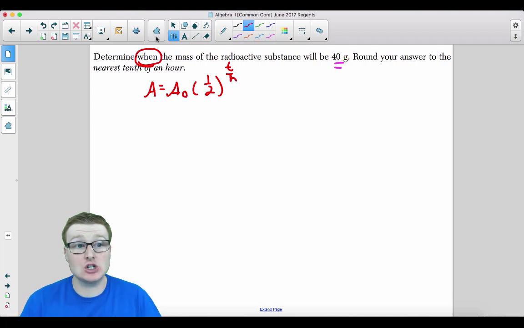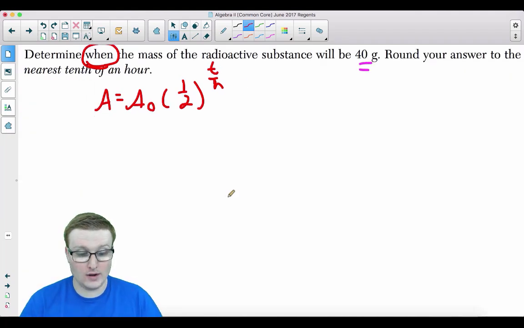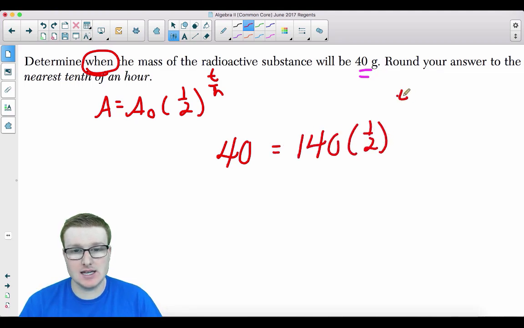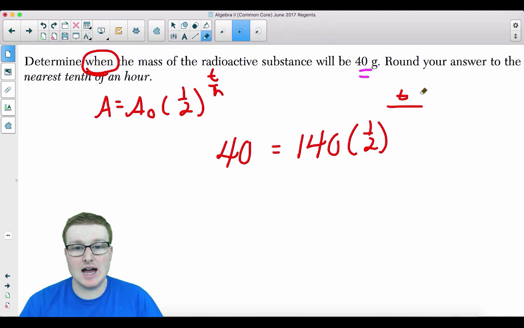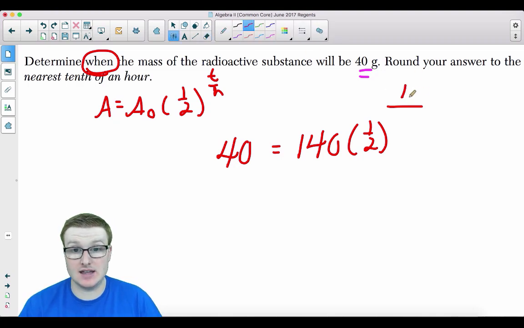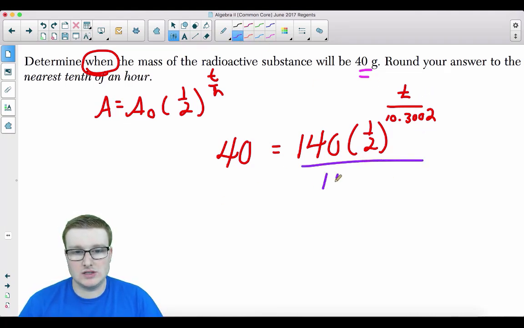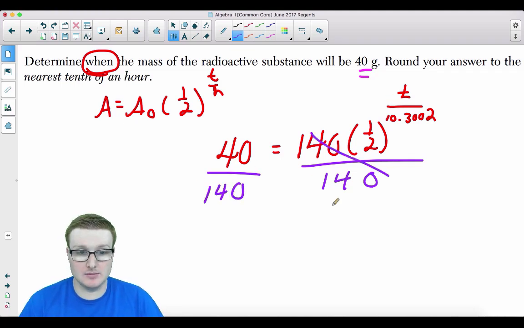Okay? The initial amount is still 140. But this time, your capital A is 40. So we have 40 is equal to 140 times a half raised to the T divided by, now your constant, we just found that constant, that H. It's 10.3002. Now we've got to go and solve for T. We're still using logs, ladies and gentlemen. Nothing's changed. We still need to isolate that T and solve it by using logarithms.